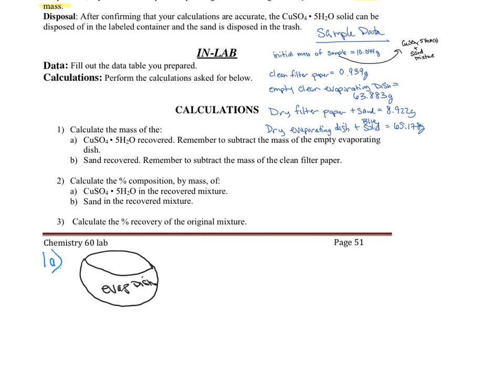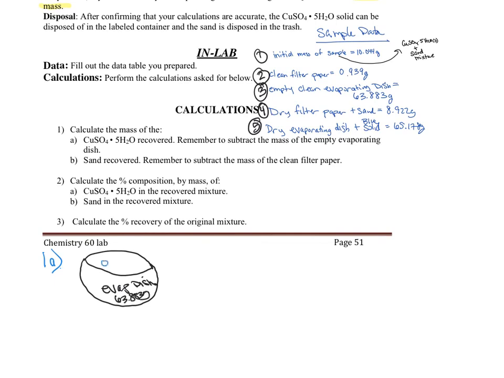I'm going to number these 1, 2, 3, 4, 5. Okay, this does not correspond to data points A, B, C, D, E. You need to figure out which one is which based on the video. So our evap dish, I know, is 0.3. So that is 63.883 grams.